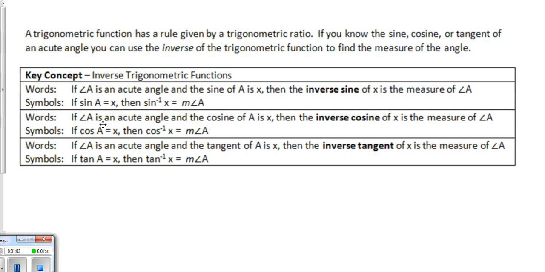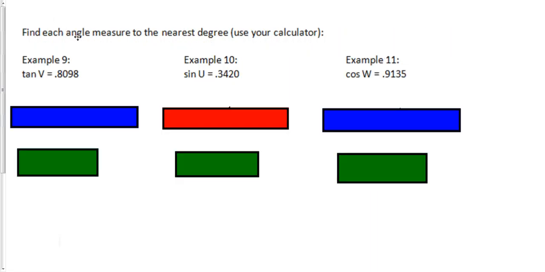Same thing, if cosine of A equals x, then the inverse cosine of x equals the measure of angle A. And lastly, if tangent of A equals x, then the inverse tangent of x equals the measure of A. So let's see how that looks.